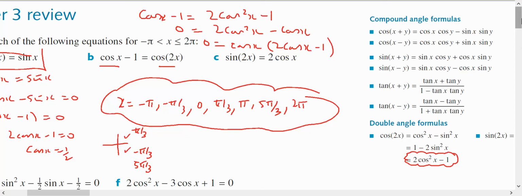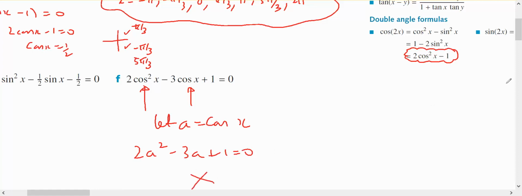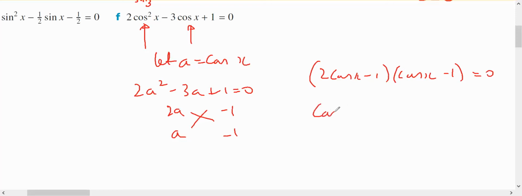Then 0 equals cos of x outside of 2 cos of x minus 1, and therefore I can solve them separately. If I move down here and have a look at this question, because I've got the cos squared of x and the cos of x plus 1, I think that this looks like a quadratic. So I'm going to say let a equal the cos of x. We've got 2a squared minus 3a plus 1 equals 0. I can crisscross that, I think. 2a and a, 1 and 1, with them both being negative. That's correct. So I've got answers which are 2 cos of x minus 1 and cos of x minus 1 equals 0. Therefore, the cos of x equals a half and the cos of x equals 1.